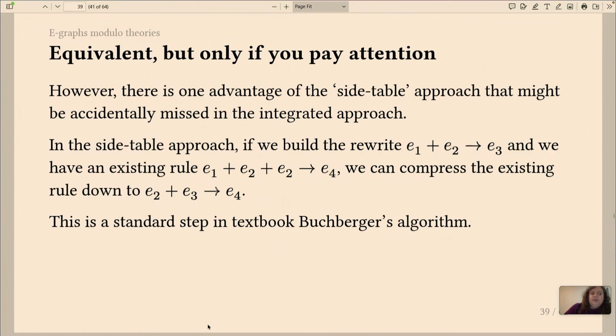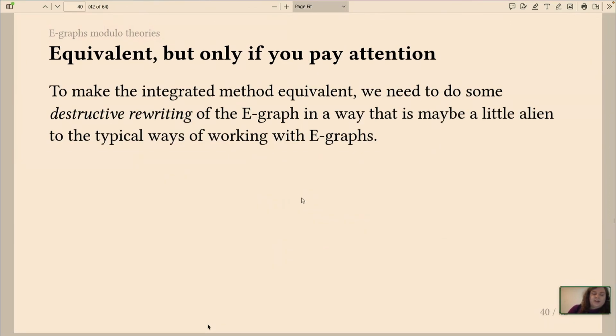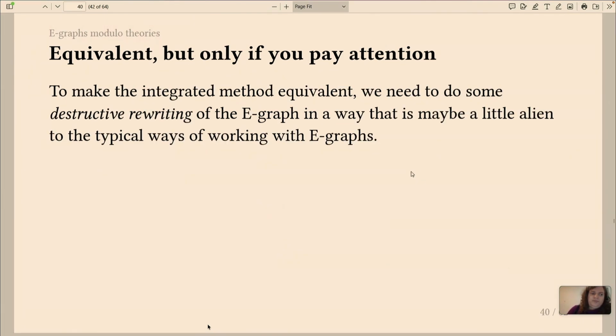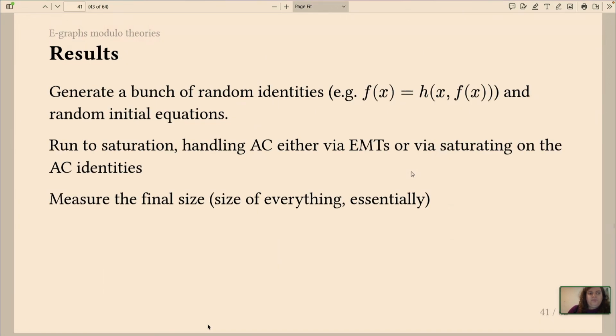And so essentially our algorithm is equivalent to Buchberger's algorithm, a standard algorithm in computer algebra. The side table approach connects very nicely to the textbook Buchberger's algorithm. But to make the integrated method equivalent, we need to do some kind of destructive rewriting to do this compression step, of combining existing rules with new rules that appear. It's maybe a bit alien for us E-graph people to think of this destructive rewriting step of compressing down existing E-nodes. So they are equivalent, but you have to be aware of this. Otherwise, you get problems with explosion again.